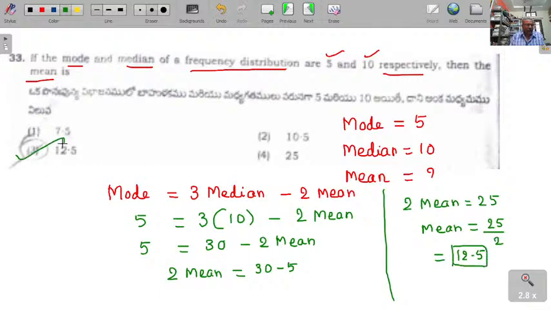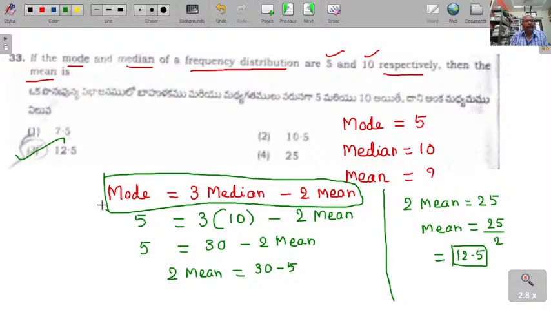So the third option is the right option. Yes, option 3 is absolutely correct. But my dear students, you need to remember this relation, it is a very, very important result. This is the relation between mean, mode and median. I hope it's very clear to you.